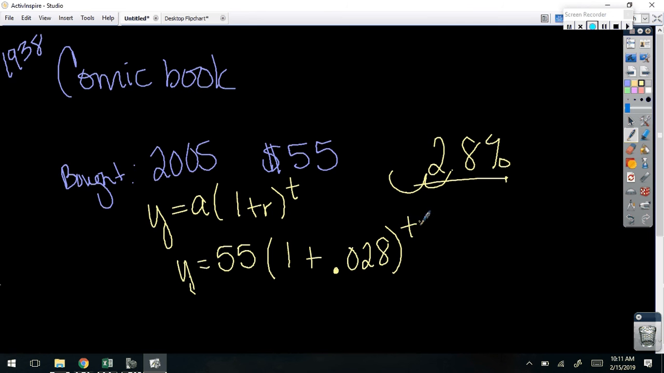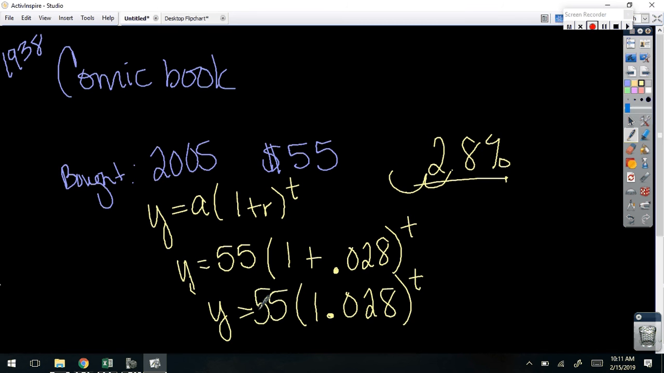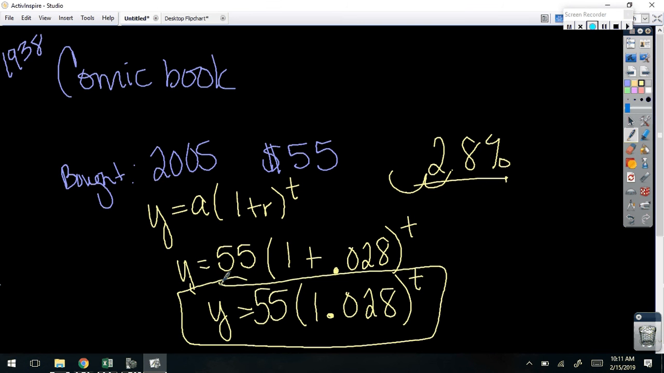And keep the T there because they haven't said how many years yet. Listen carefully, guys. When they ask you for a growth model, you leave the T in there. The model still has the variable because the model is what we're going to use to plug any value of T in there. Go ahead and add your 1 plus your R. This is the growth model that represents that situation.